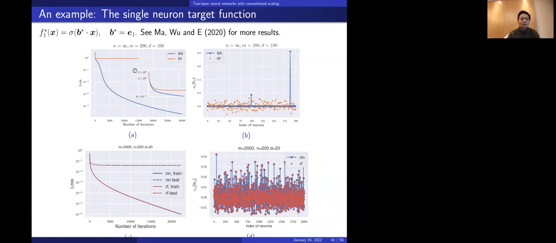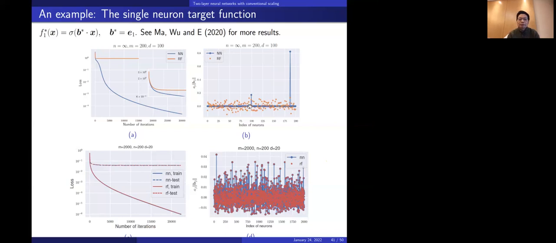If you look at the other regime, where n is infinity, for this particular case we can actually calculate the whole thing, so we can use n to be infinity, the training data to be infinity. And m is 200. And then you can see that the two curves are very much different. This is the random feature curve, and this is the neural network curve. And if you look at the solution, they're also different.